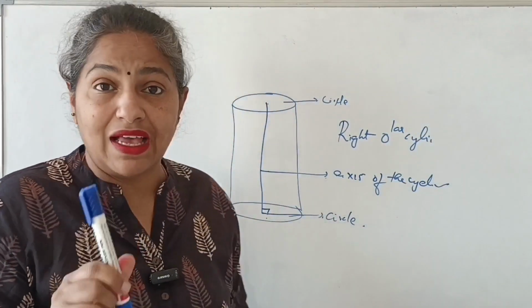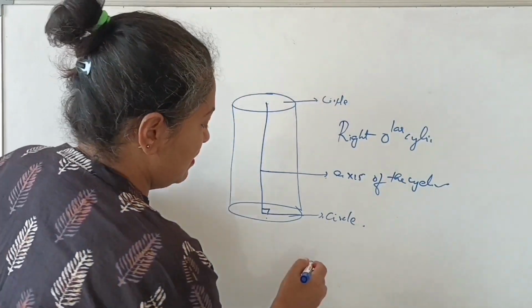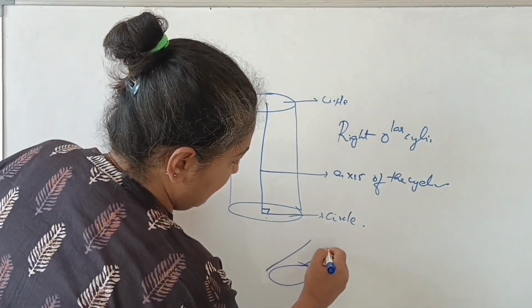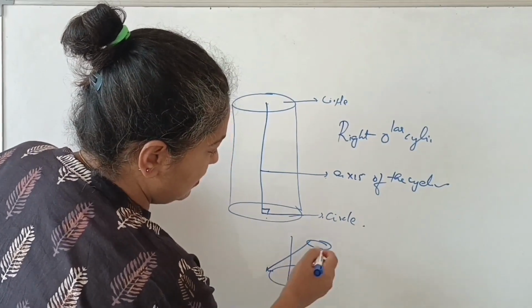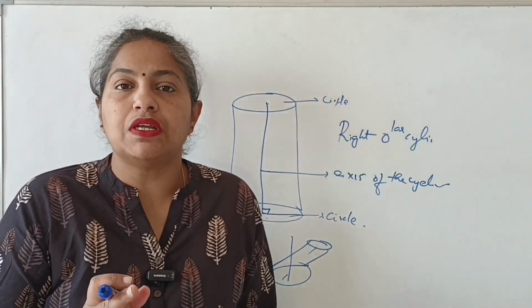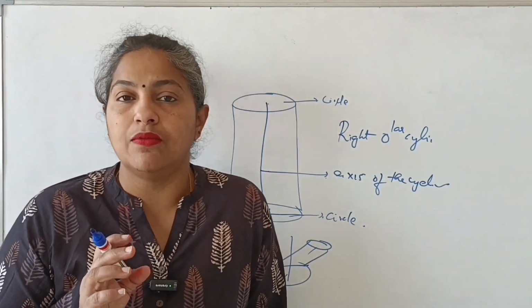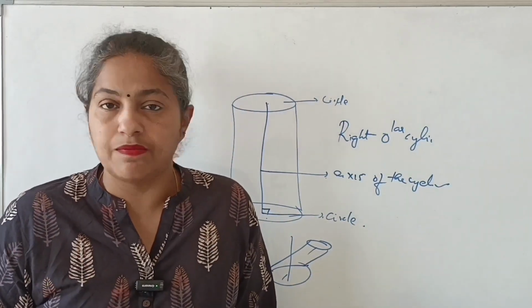If this axis is not perpendicular to the base of the cylinder, we get a cylinder something like this. This axis should have been here. Instead of that, this axis is at an angle to the base. Now, for your particular class, we are studying only right circular cylinders. The other kind involves much more complicated maths.